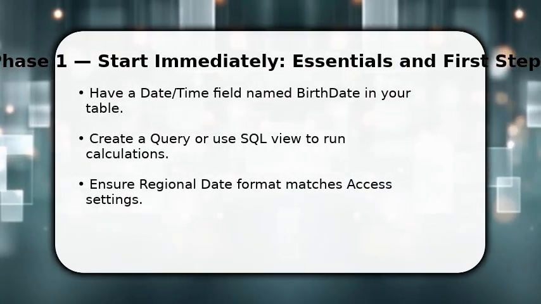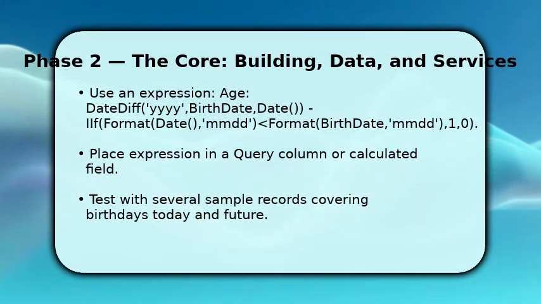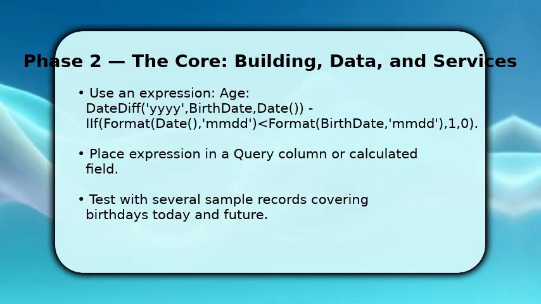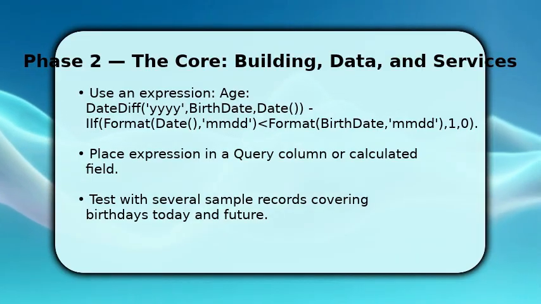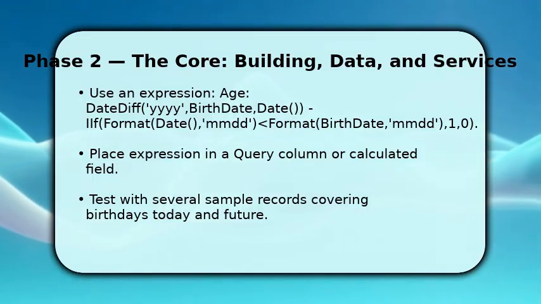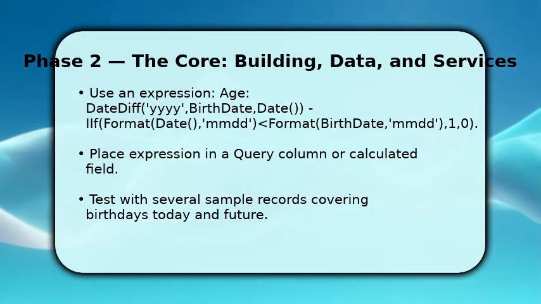Now you're ready to add the core expression in the query. You'll enter one expression that returns whole years, DateDiff("yyyy", BirthDate, Date()), minus an adjustment if the birthday hasn't occurred this year. In practice, type Age: DateDiff("yyyy", [BirthDate], Date()) - IIf(Format(Date(), "MMDD") < Format([BirthDate], "MMDD"), 1, 0). Then run the query to see results.